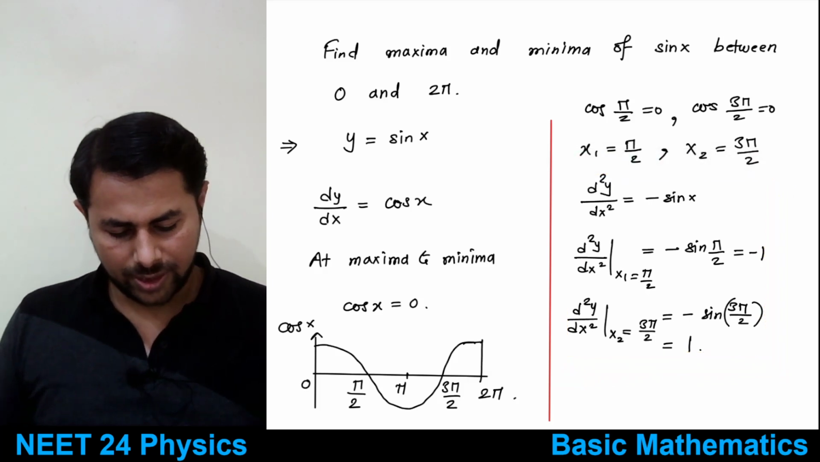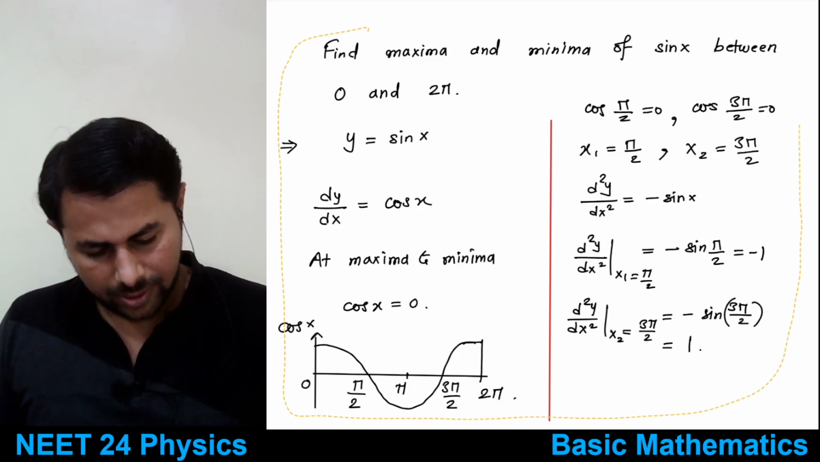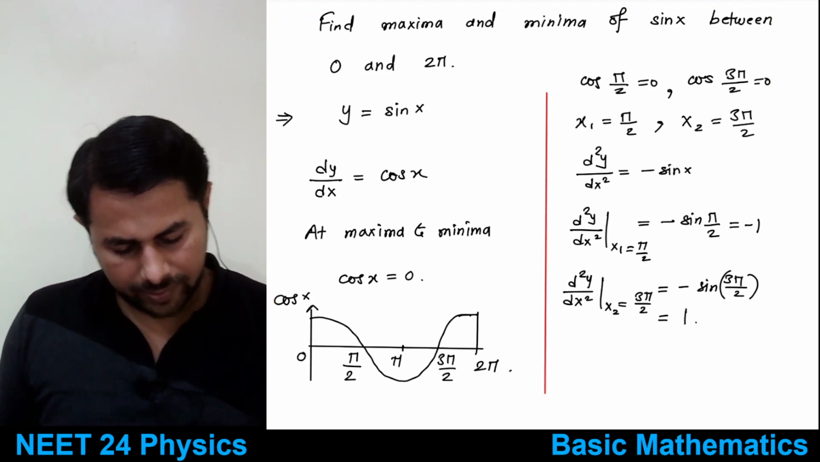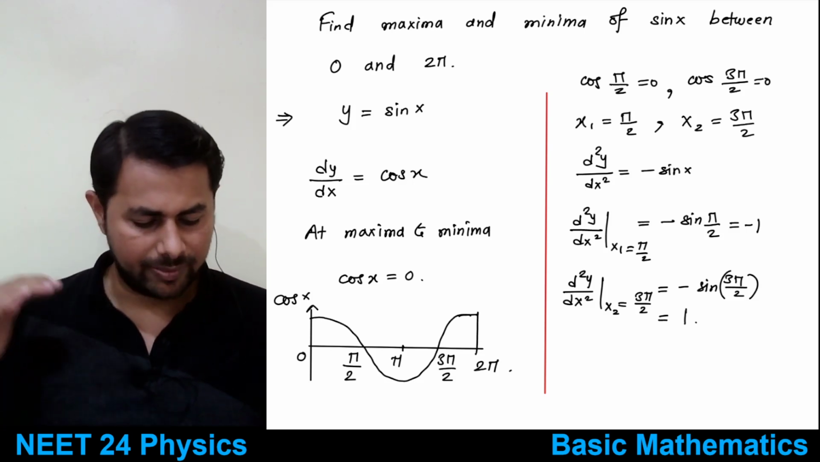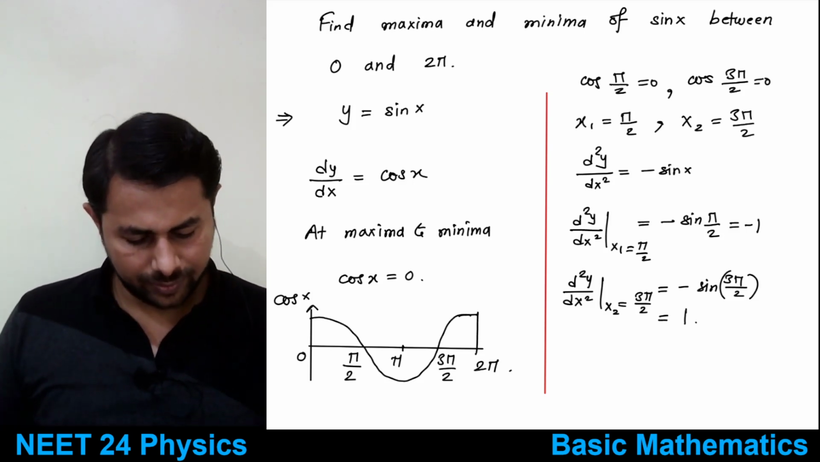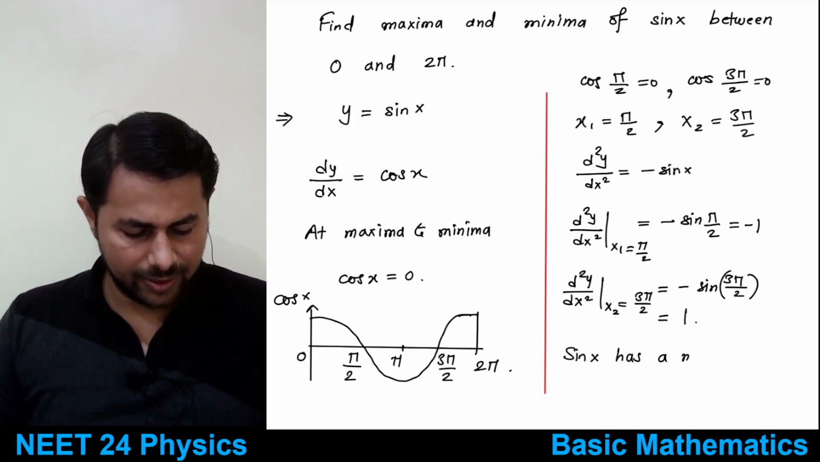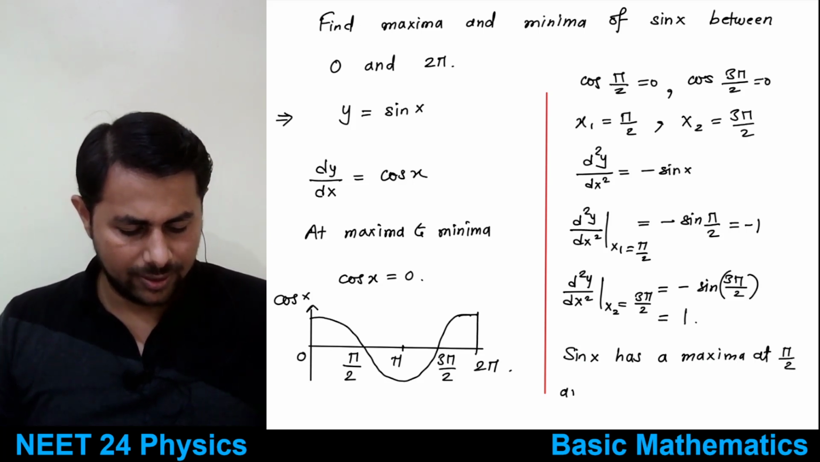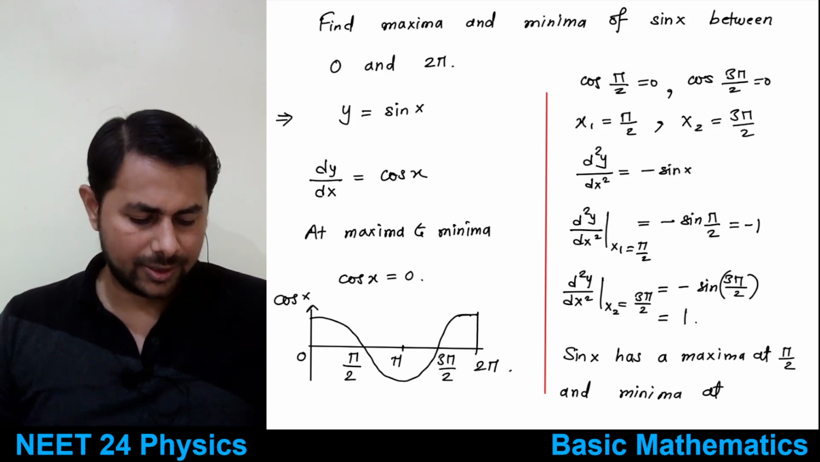Okay, so I'm just shrinking it. So pi by 2 is maxima, right? There is a maxima at pi by 2, and there is a minima at 3 pi by 2. So sin x has a maxima at pi by 2 and minima at 3 pi by 2.